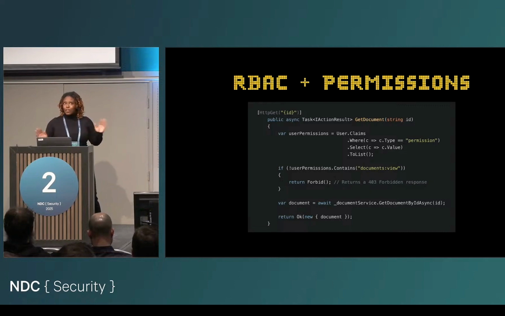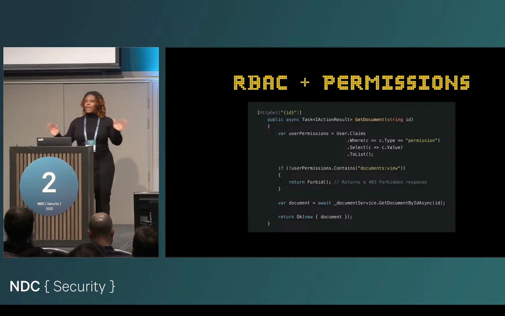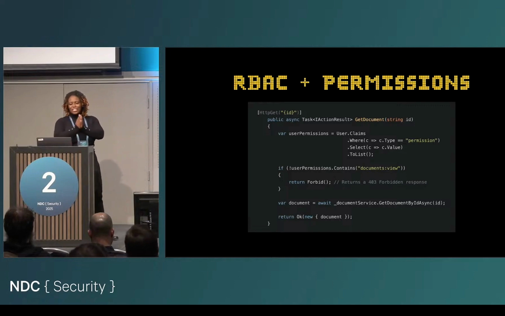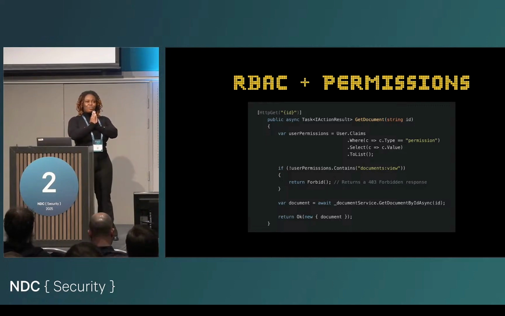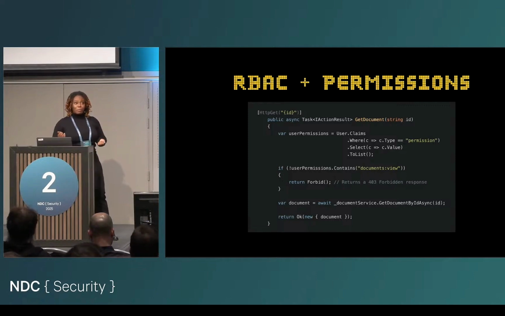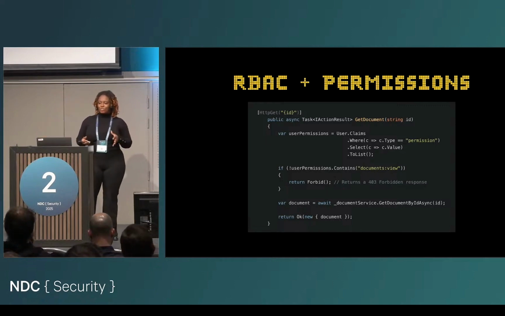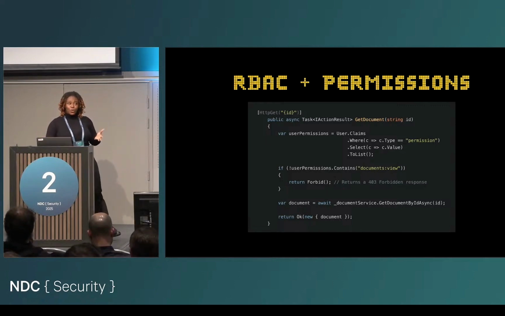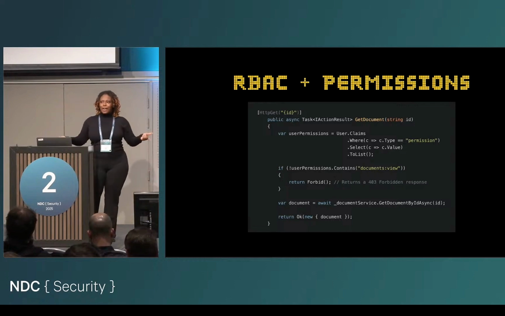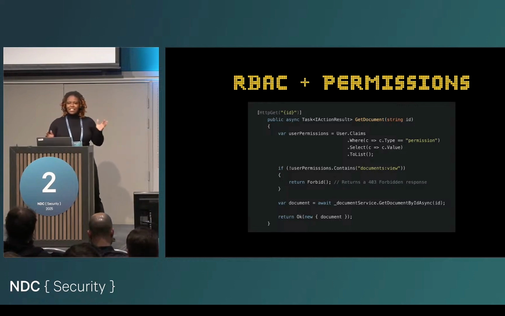Now, this works. It makes things a lot easier, but what happens when you only want to share access to a single document? Or let's say you want to revoke a permission. How can you do that? Well, since the permission is already encoded into the access token, you'll have to wait for that to expire, which isn't the best use case.